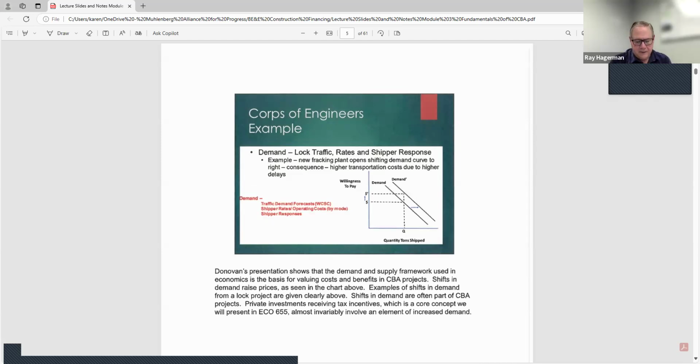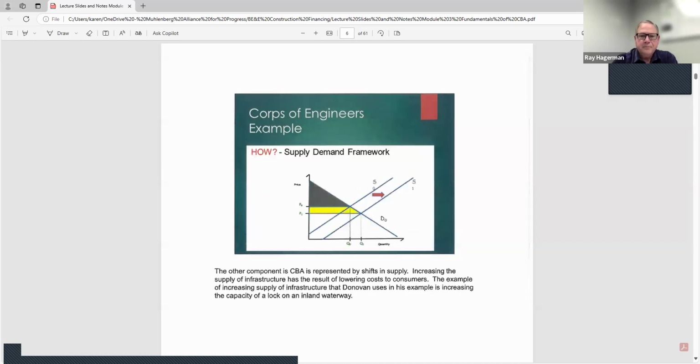Moving on, just to show how private investments, just like in our group project, receiving tax incentives almost invariably involve an element of increased demand. As you can see in this particular case, I realize we're talking about lock traffic, but by doing this project, they will see demand increase. That's what you normally will see as we look at alternatives: yes, we will see increased demand, but what we always want to make sure of is that the increased demand, which will ultimately result in net benefits, is better than the net cost that we're going to incur.